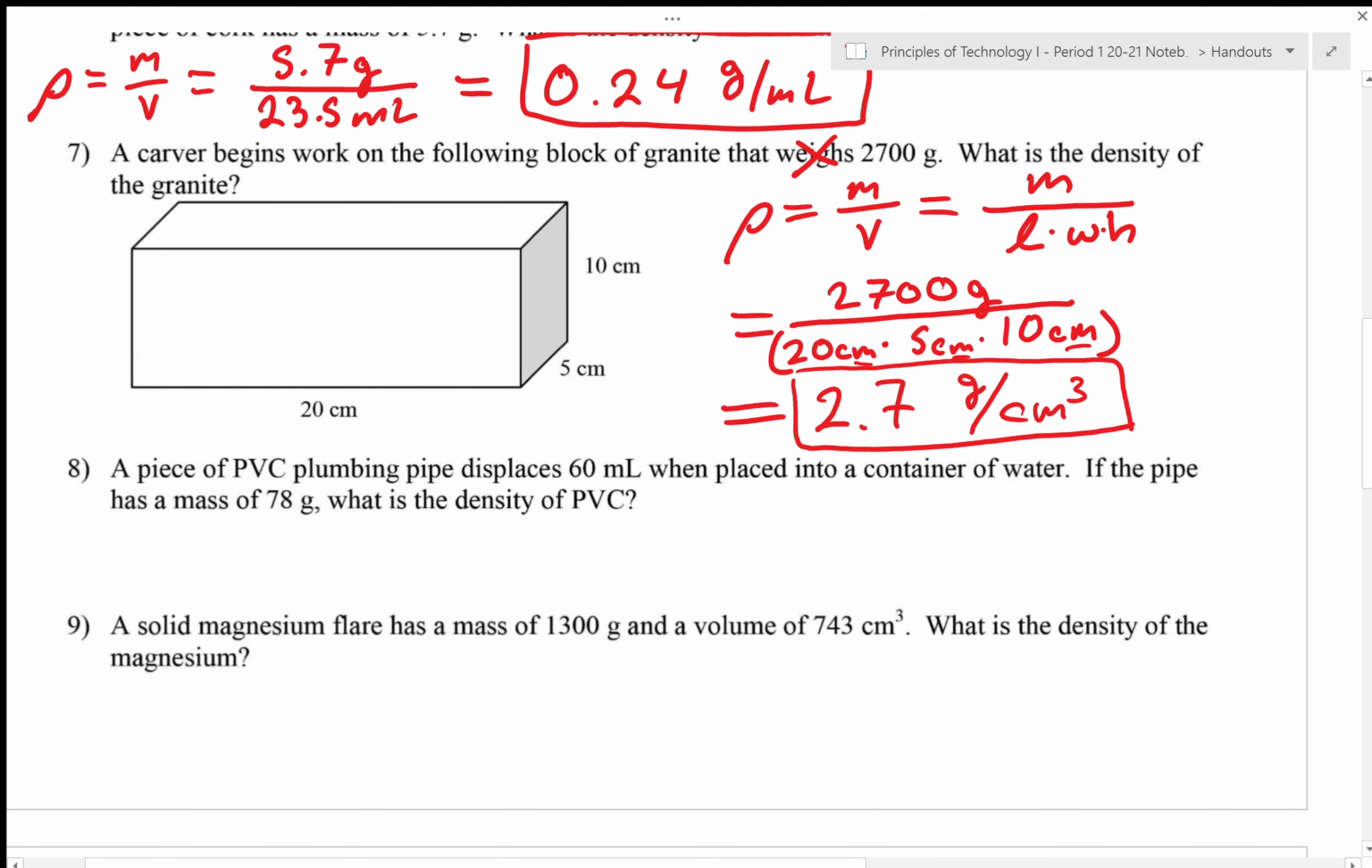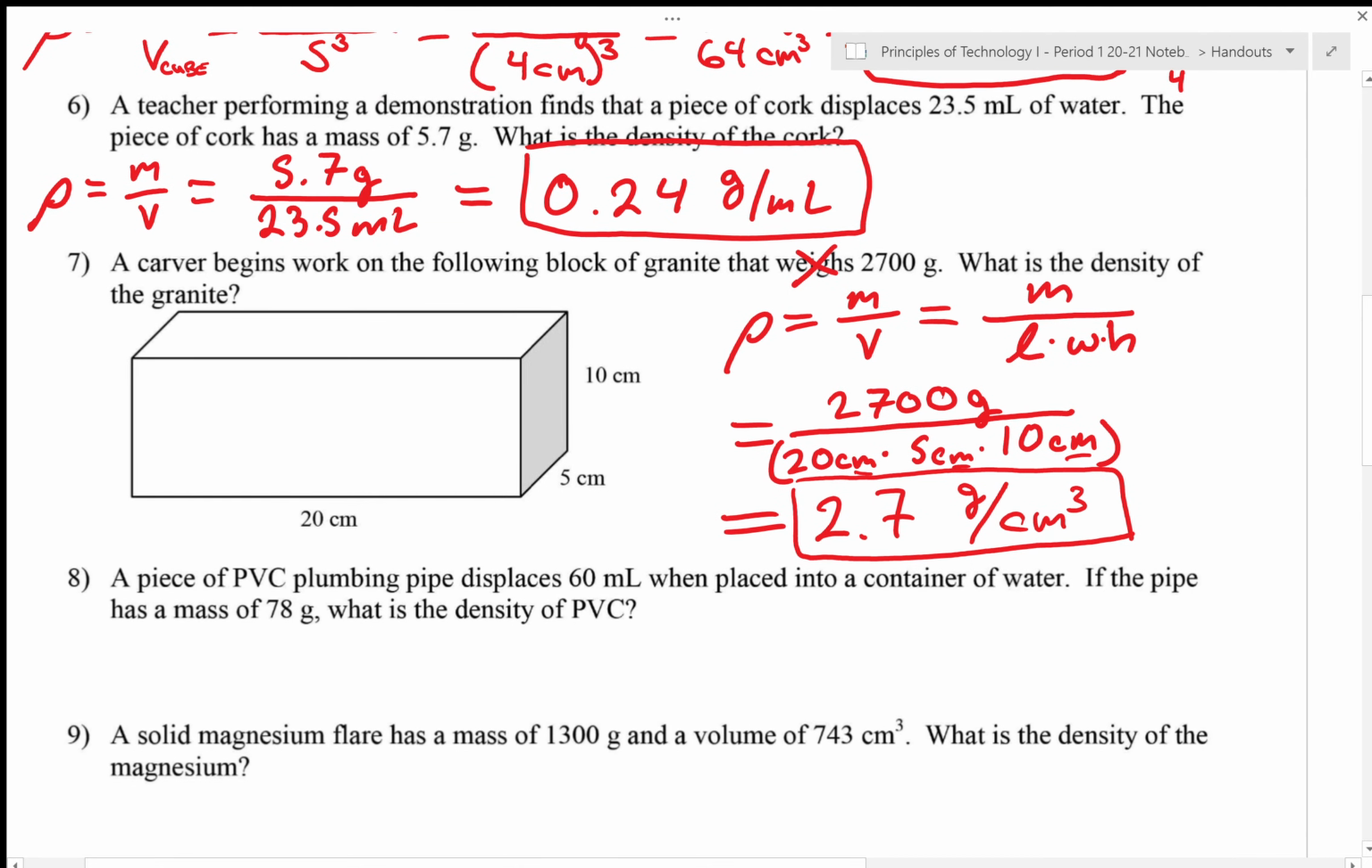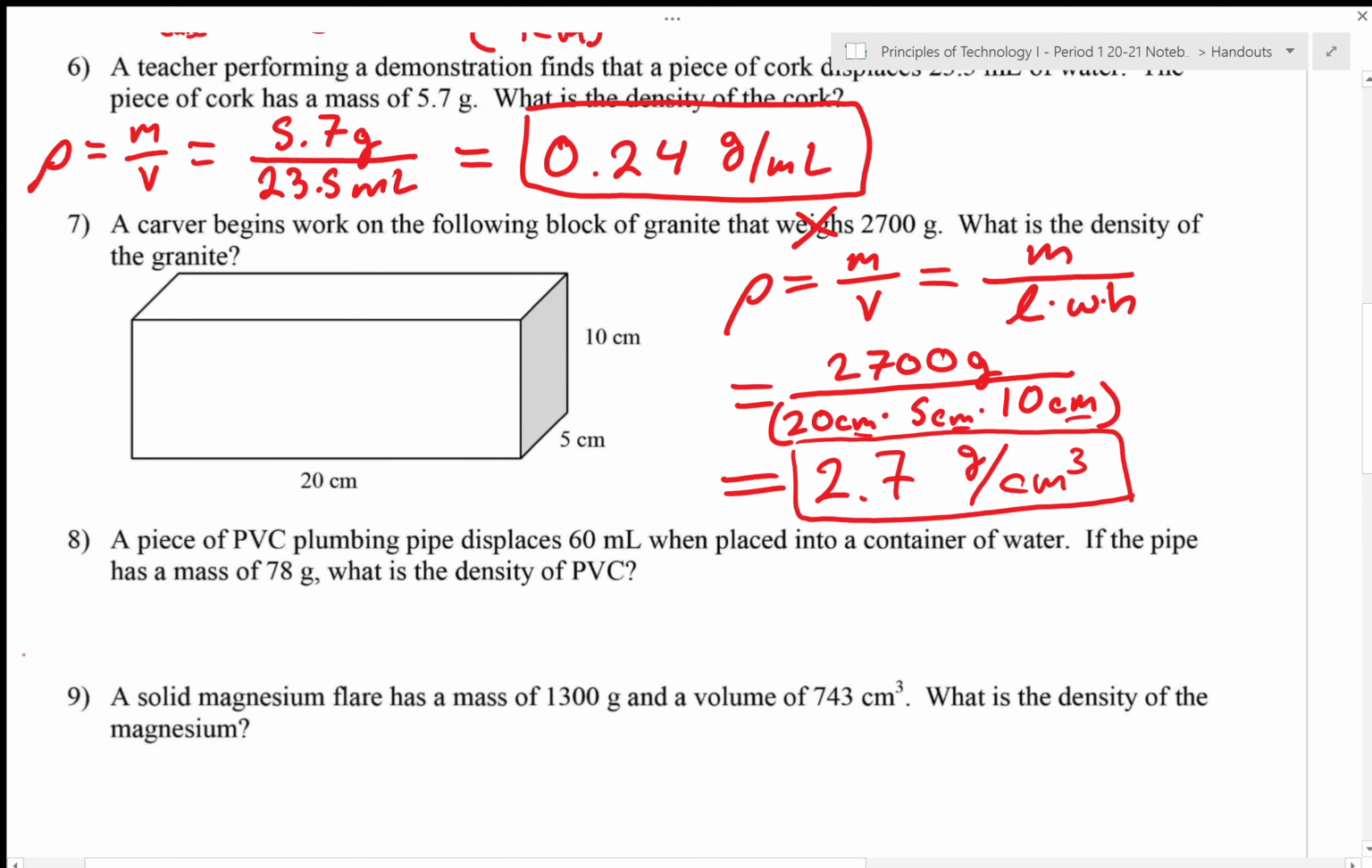Number 8 says a piece of PVC pipe displaces 60 milliliters of water. Okay, so this is going to be very similar to number 6, because it says the pipe has a mass of 78 grams. What is the density of the PVC? So density is equal to mass divided by volume. Once again, the mass is 78 grams. The volume is 60 milliliters. 78 divided by 60 is going to give us a density of 1.3 grams per milliliter.